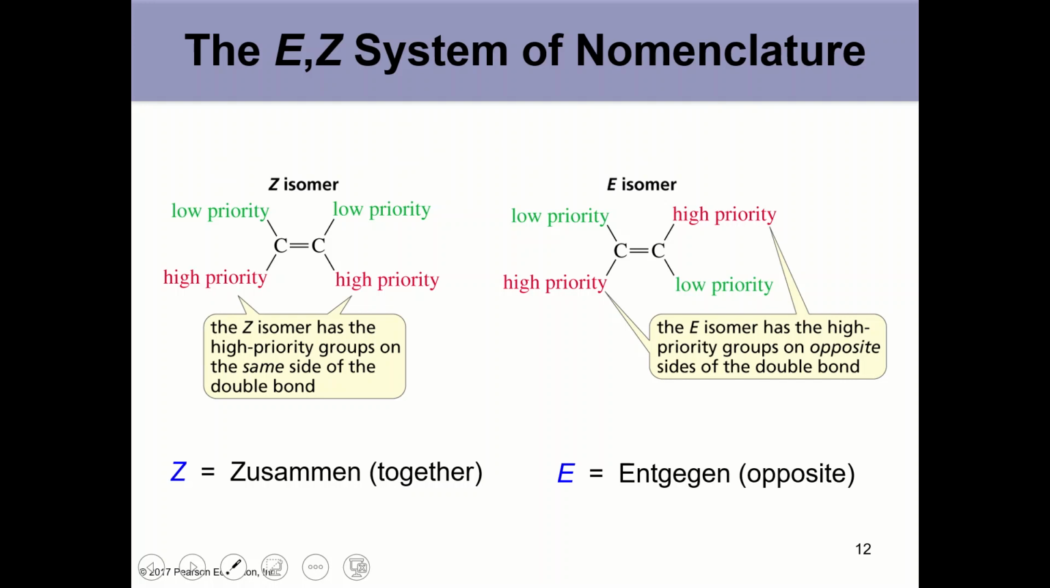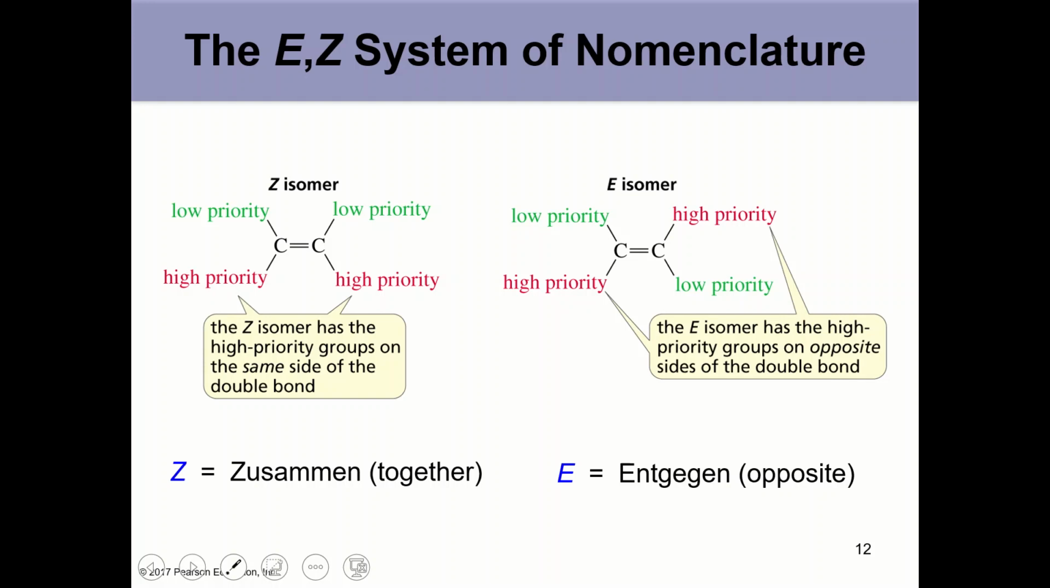So we have a different system called the EZ system of nomenclature. Z means zusammen, and I like to say it's on the same side to help me remember that Z is same side. And entgegen means opposite. But if you can remember that Z is the same side, then you will know that E is the opposite. So, how do we determine whether something is E or Z?